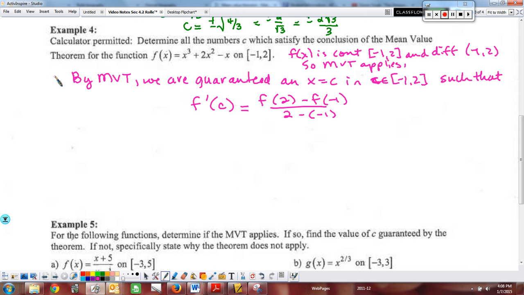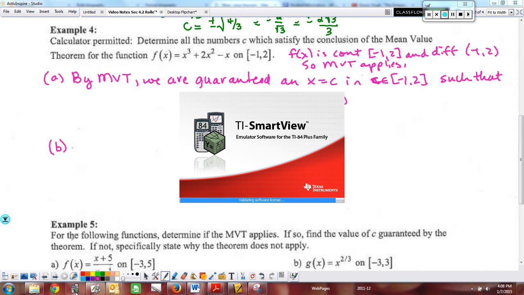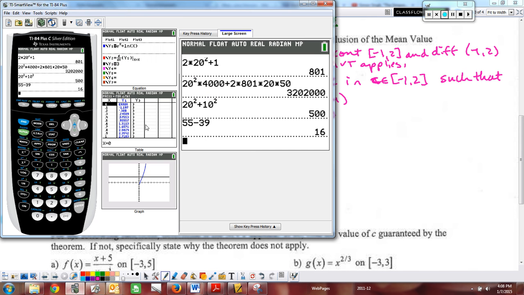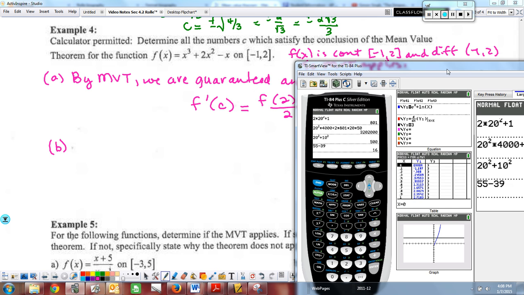So that's part A. Now we're going to find that. Except we're not going to do this by hand. I know it's a polynomial and you could do it by hand, but we are not going to do it by hand. We're going to show how we're going to use the calculator to do this. Because if you are on the calculator section of the AP, you need to resist trying to find things by hand, and you need to use the calculator to find them.